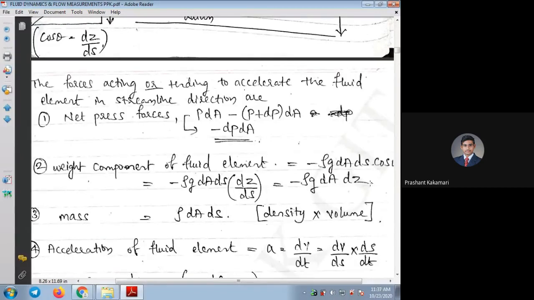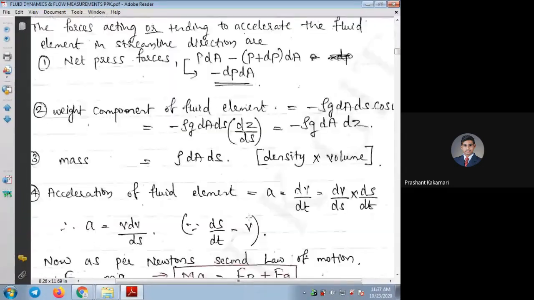So in this term, rho into volume is nothing but the mass. Mass, if you multiply with g, it becomes weight. This we already know from fluid properties. So this ds term is removed here. ds term is not present in this weight component. But separately, if you want to find the mass, that will be rho dA ds.